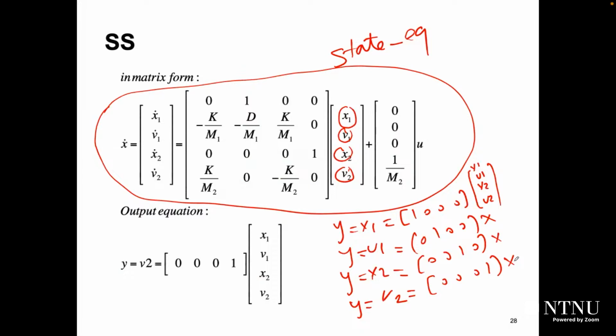So the most important thing here is to have the state space representation. Once we have the state space representation, we can decide which state we want to control, right? If you want to control x1, write an output equation to get access to x1 by reading it. If you want to control v1, write an equation to get access to v1. If you want to control x2, v2, and so on.